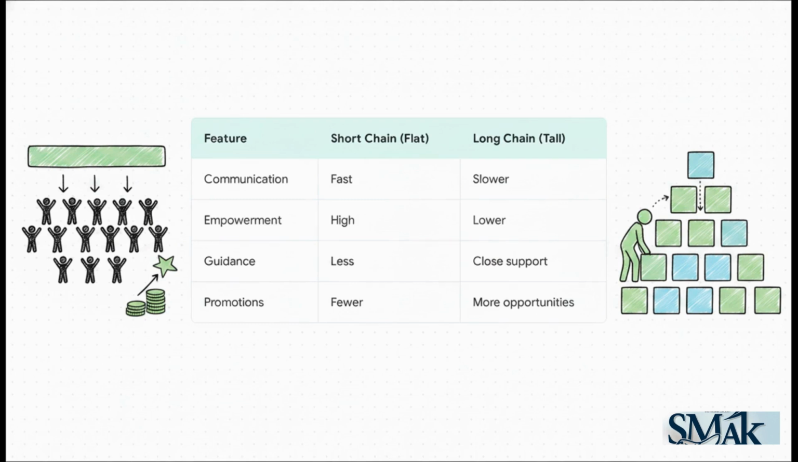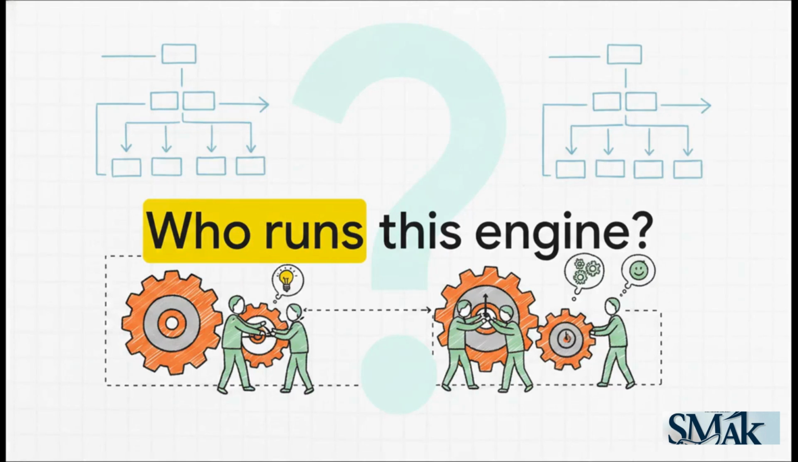On the flip side, a tall hierarchy with a long chain of command offers much closer support and guidance, allowing managers to tightly monitor their teams. And maybe the best part for the employees, with so many vertical layers, there are significantly more opportunities to get promoted up the ladder.